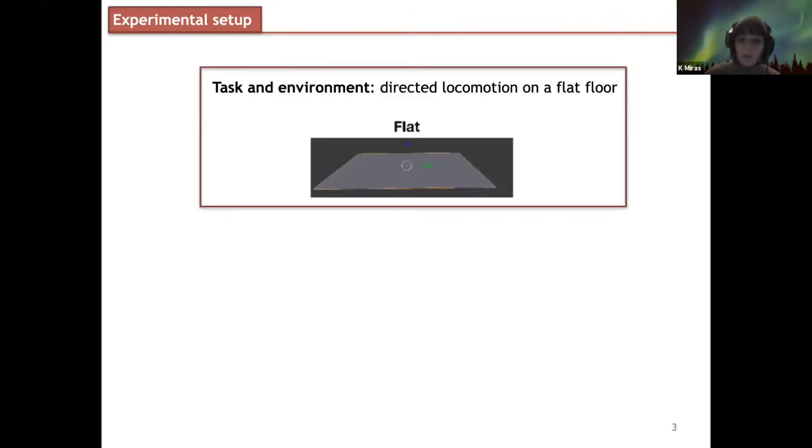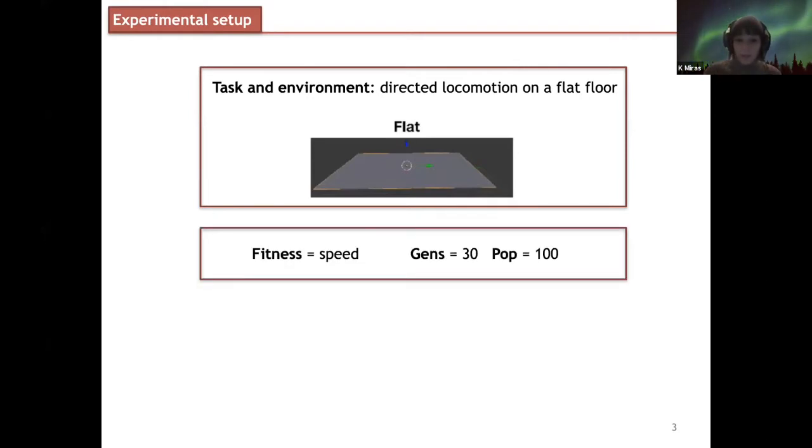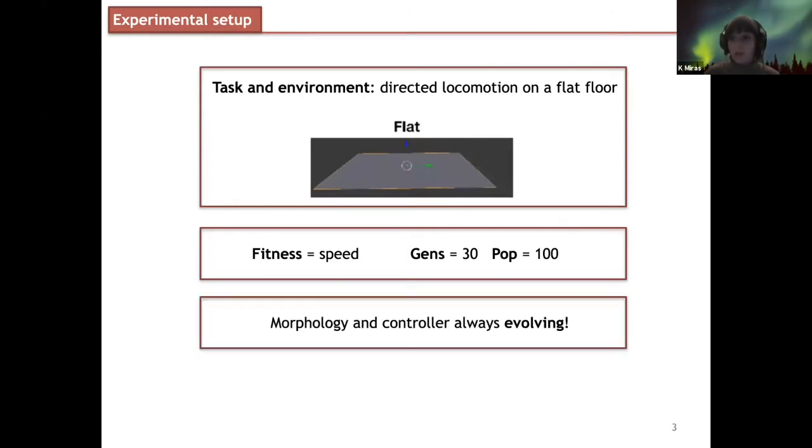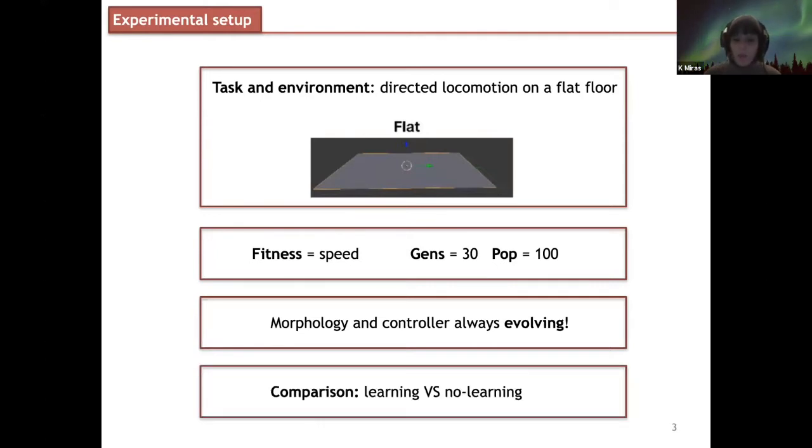So a little bit of our experimental setup. In this particular experiment, we just use a flat environment, so just a straight floor. And the task is direct locomotion. Robots have to go to the right, and their fitness is the speed. So the faster they go, the higher their fitness. Population size 100 for 30 generations. In all experiments, we are evolving both morphology and controller. And our main comparison is having the capacity to learn with not having the capacity to learn. In both cases, they have morphology and controller evolving.